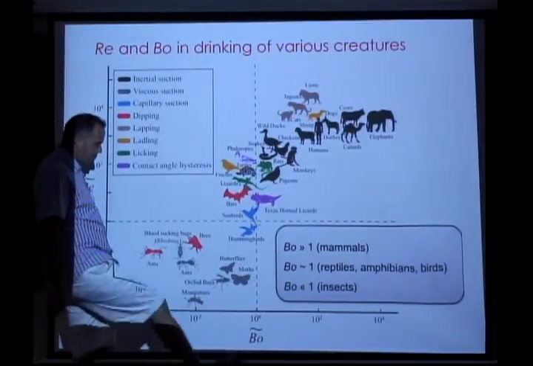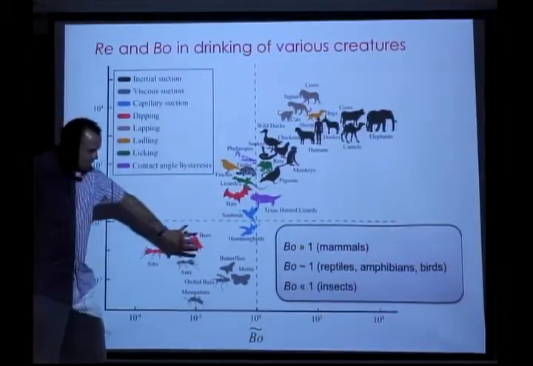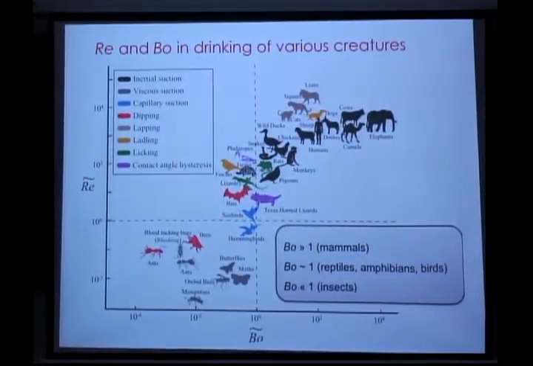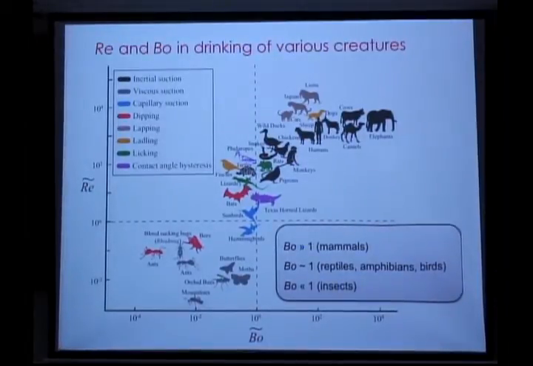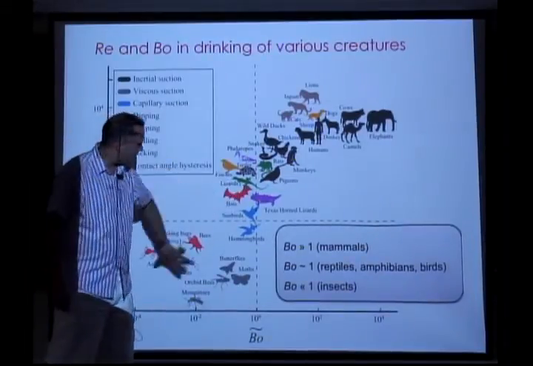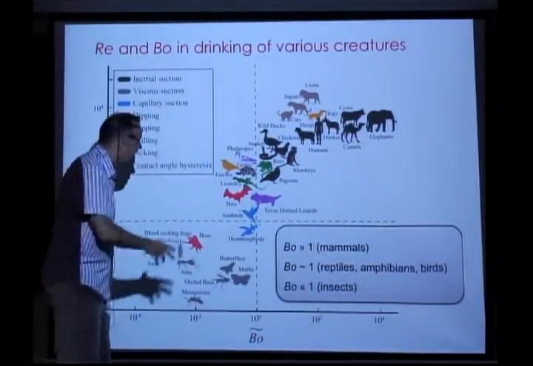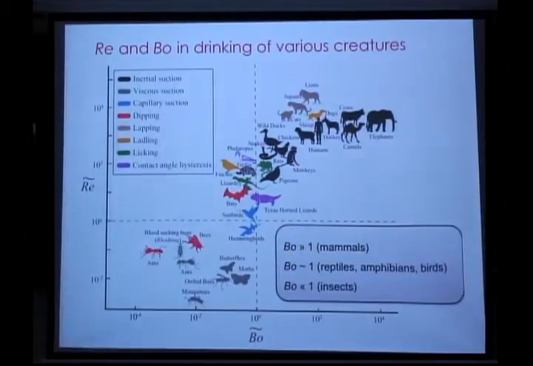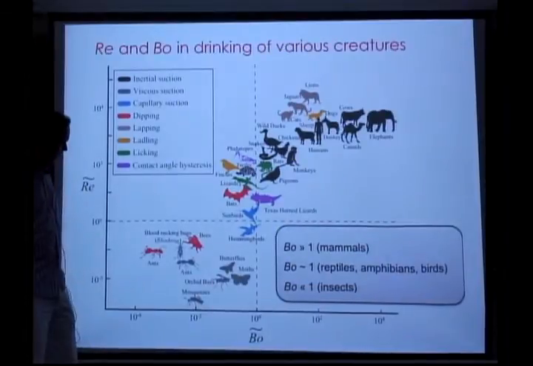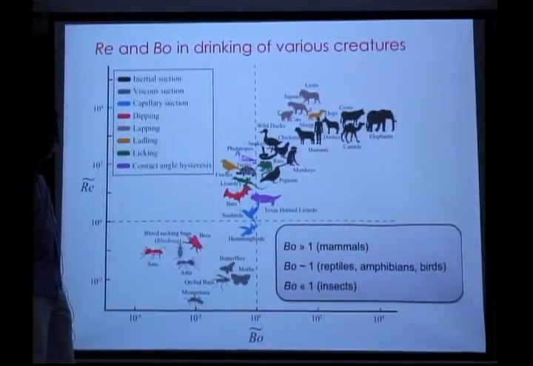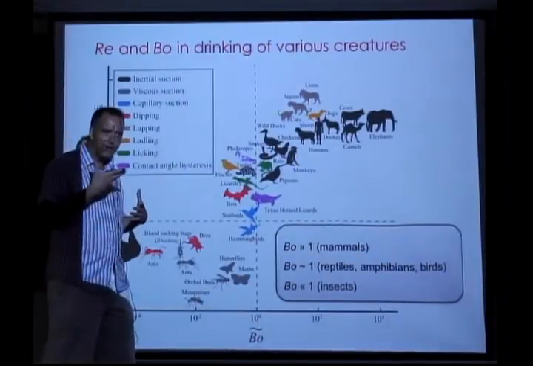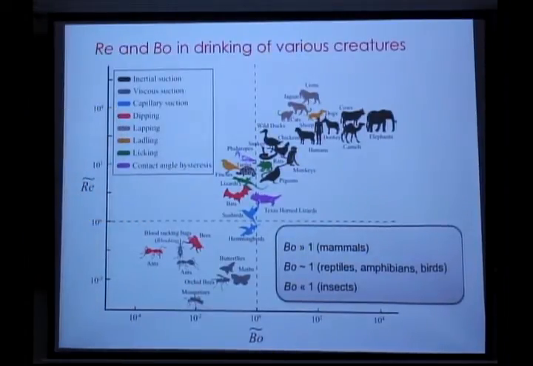For Bond number less than 1, surface tension is going to be important. For Bond number greater than 1, gravity is more important. So basically, most of these creatures use surface tension in some way. Down here, these guys are not so concerned about it. But there are a few exceptions. We'll see these guys and these guys, their drinking technique does rely critically on surface tension. So what we want to try and do is rationalize the different styles according to the morphology of their drinking parts.